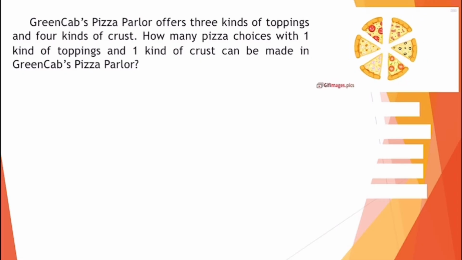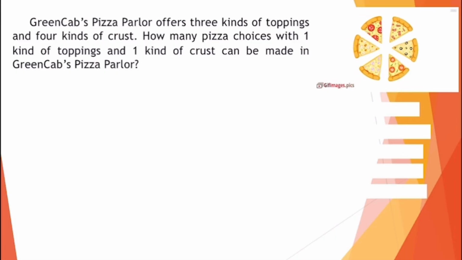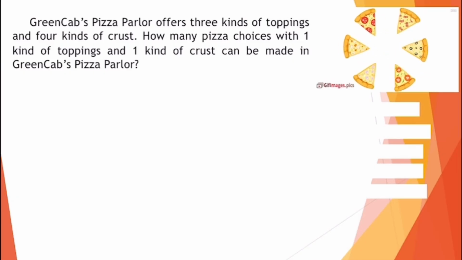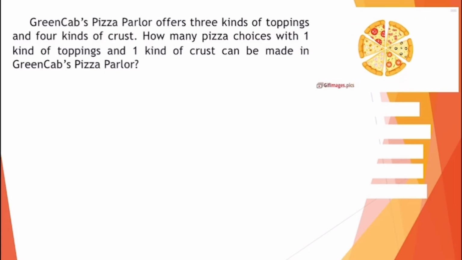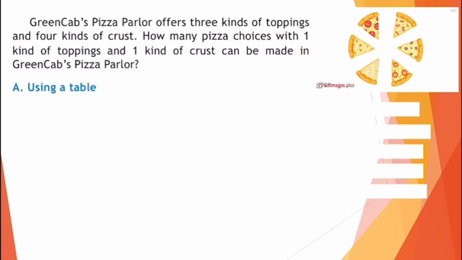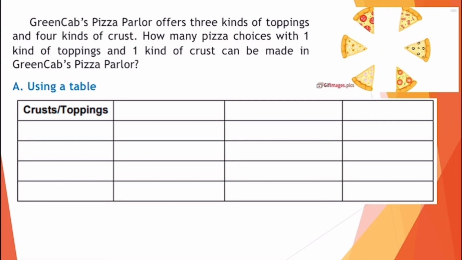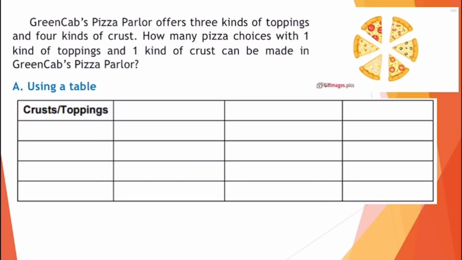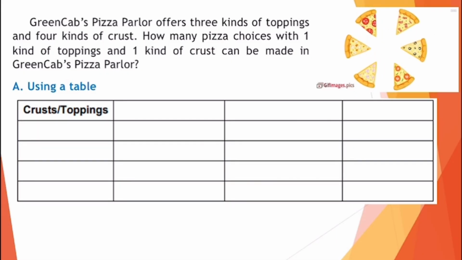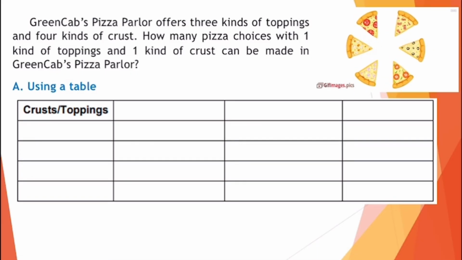Green Cub's Pizza Parlor offers 3 kinds of toppings and 4 kinds of crust. How many pizza choices with 1 kind of topping and 1 kind of crust can be made in Green Cub's Pizza Parlor? So for this example, let's use first the table. If we make a table, since we have 3 kinds of toppings and 4 kinds of crust, it's up to you, class, where you put the given, like crust and topping.